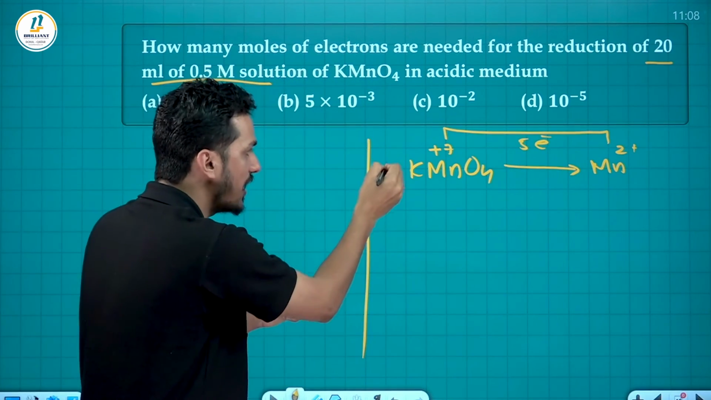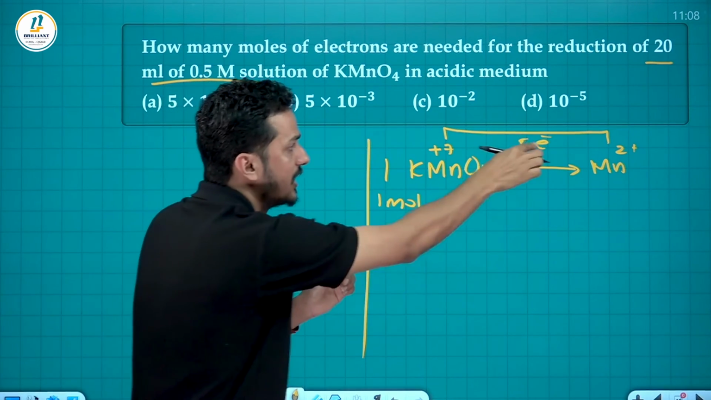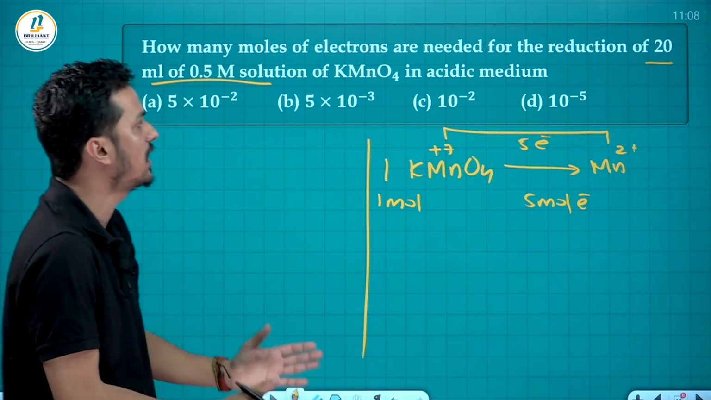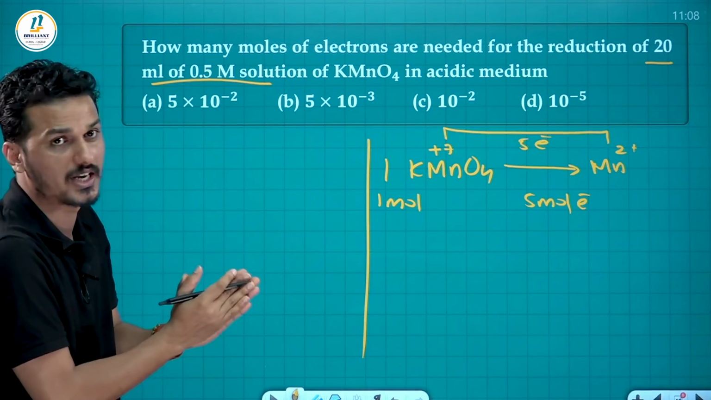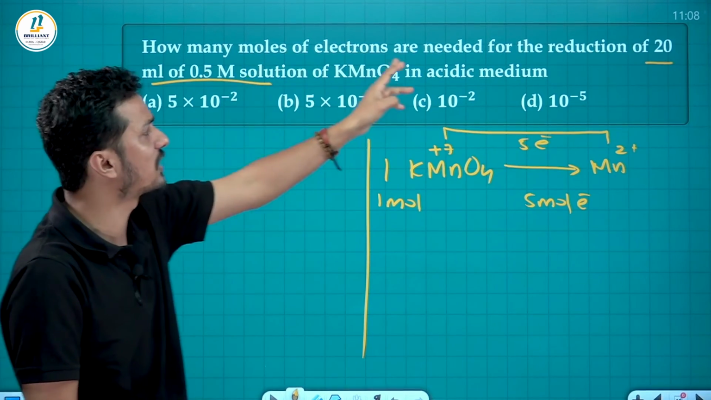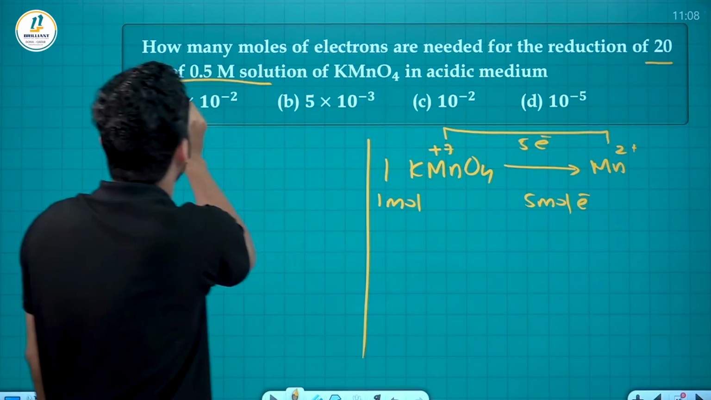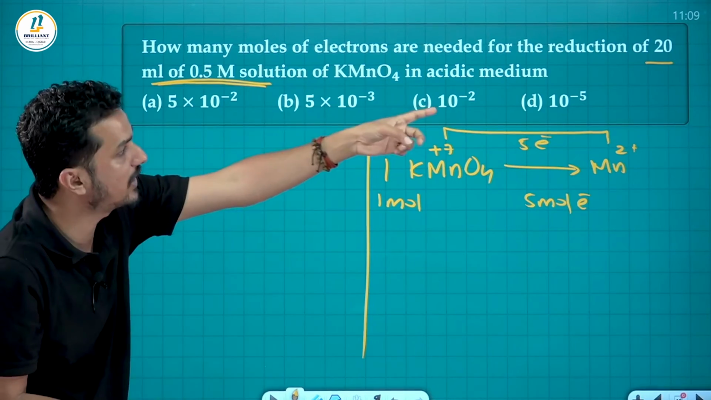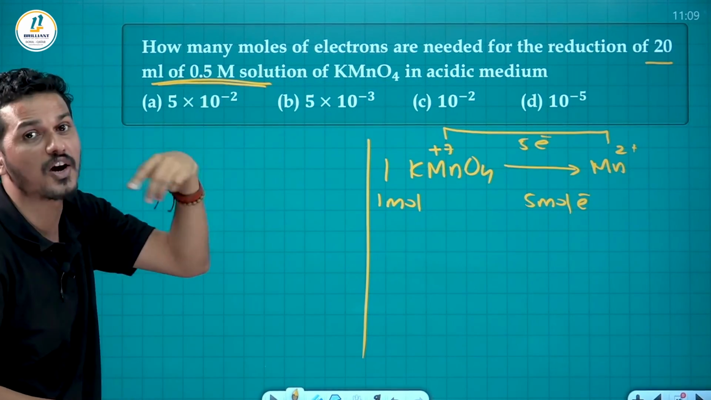Or else we can say, if I use 1 mole of KMnO4, then 5 moles of electrons will participate. Now we can come to the question: how many moles of electrons are needed for the reduction of 20 ml of 0.5 molar KMnO4? We don't know how many moles, and to find the number of moles they gave 20 ml, 0.5 molar.